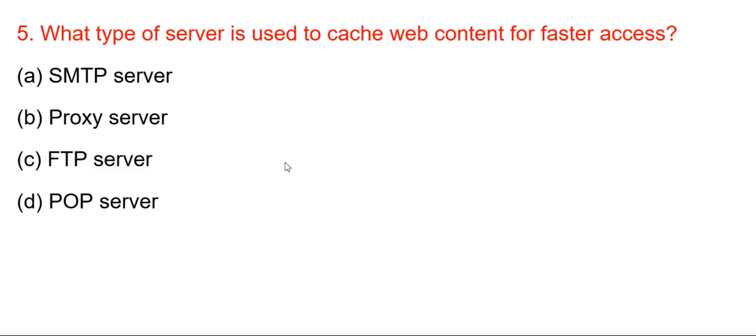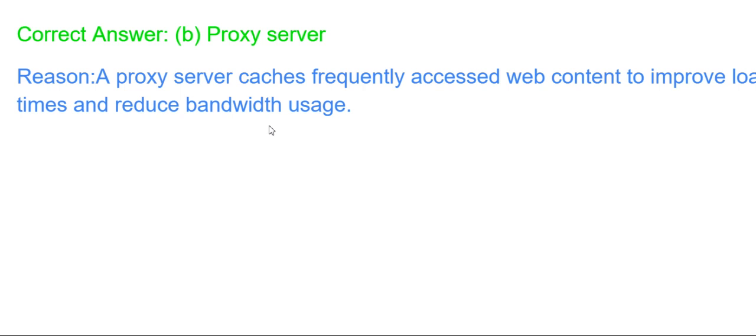Fifth question. What type of server is used to cache web content for faster access? A. SMTP server, B. Proxy server, C. FTP server, D. POP server. Pause the video and try the answer. And the correct answer is B.